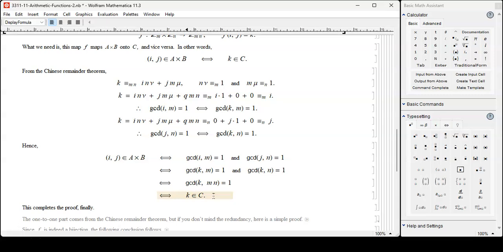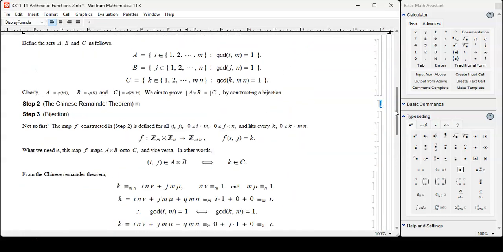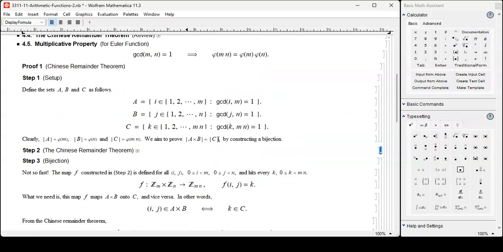So conclusion, (i, j) belong to A cross B if and only if k belongs to C, and that association is a one-to-one and onto bijection. Everything is done. And that completes the proof, by the way, finally. We have a well-defined bijection, so number of elements must be the same. So phi of m times phi of n is phi of mn.